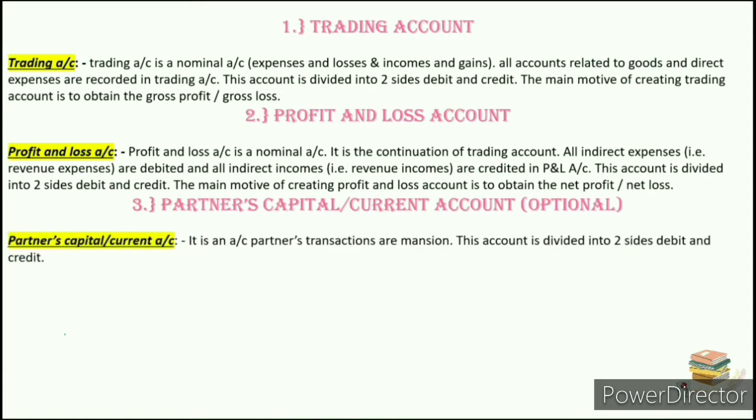The third account, which is an optional account, is partner's capital account or partner's current account. In this account, partner's transactions are mentioned. This account is also divided into two sides, debit side and credit side. Basically, this account is compulsorily created when it is mentioned in the question or partner's current account or capital is given in trial balance. We can also directly write partner's capital account amount in balance sheet if there are not too many transactions.